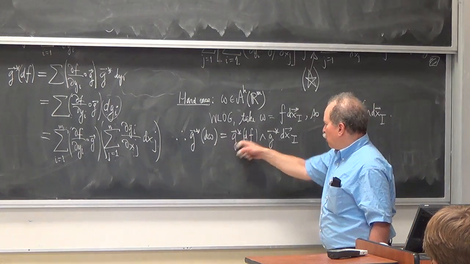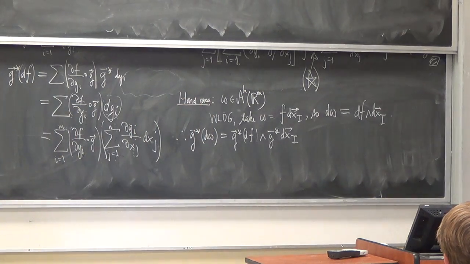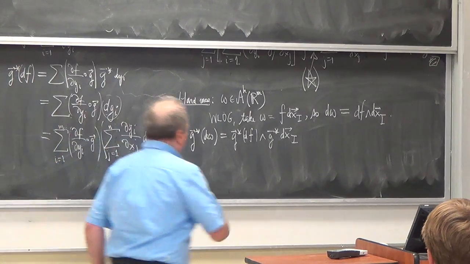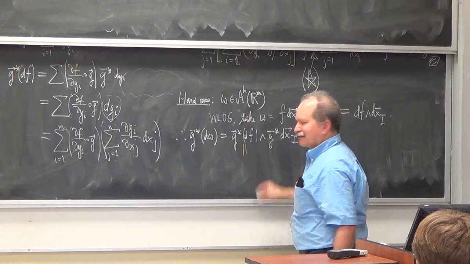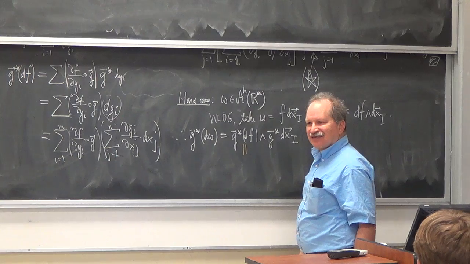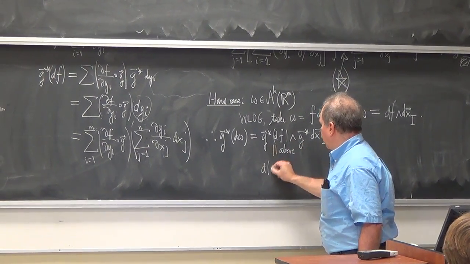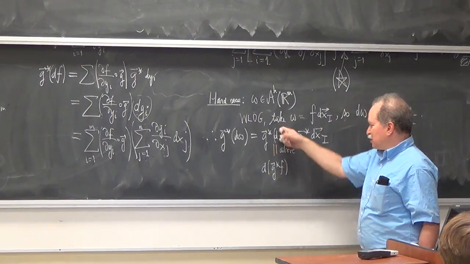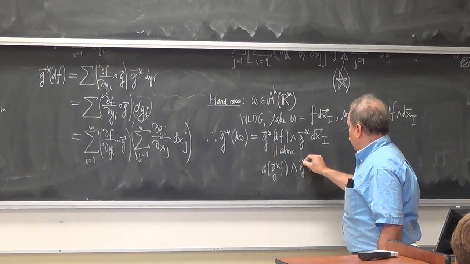Now, do we happen to know what the pullback of df is? Yeah, we do, because we just did it. So this is, by what we just did, d of the pullback of f, wedge the pullback of dx_I.